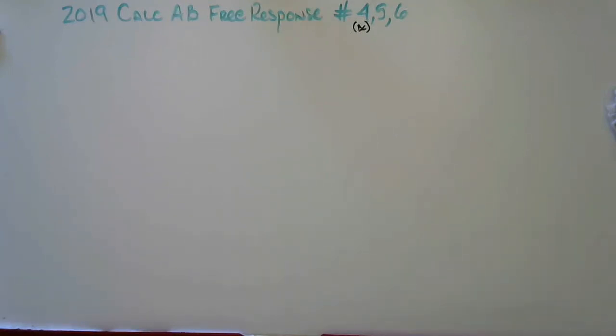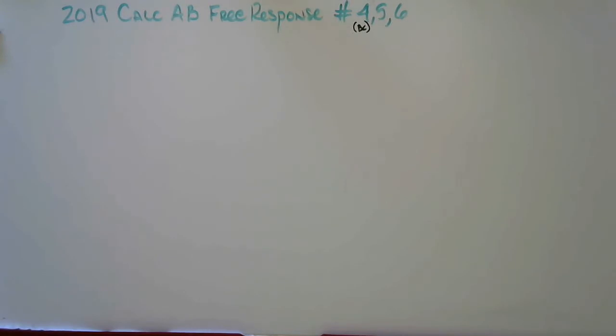As you can see, this will be the 2019 free response numbers 4, 5, and 6 for the Calculus AB exam. Please note that question number 4 is also a BC question, so if you're looking for BC question number 4, you're at the right video for that one. Okay, so let's go ahead and get started here. Let's start with question number 4.